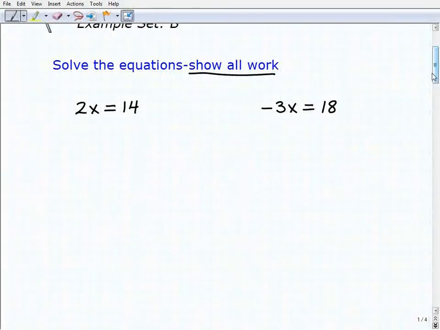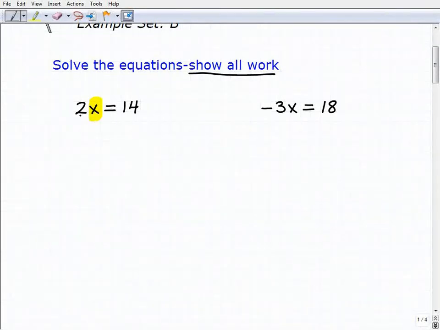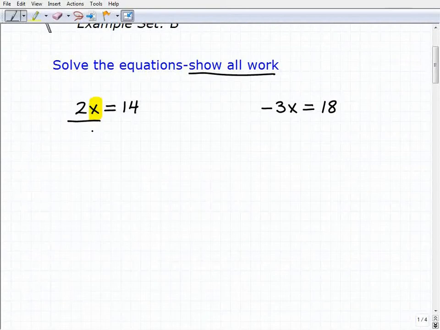So our first one is 2x equals 14. Now, what does that mean, 2x? Well, that means multiplication. So that means 2 times x. So if I want to get the x by itself, I have to use the inverse operation when I see multiplication. So that's going to be division. So I'm going to go ahead and divide both sides of the equation by 2.